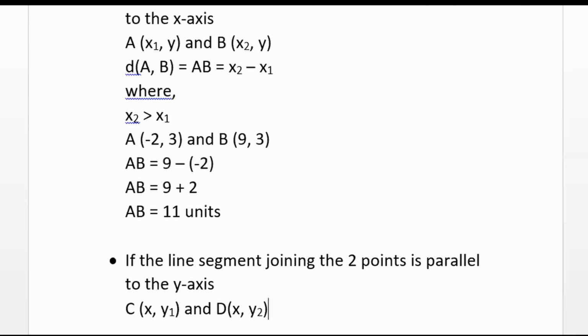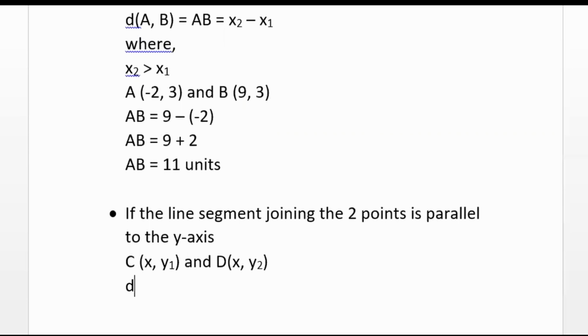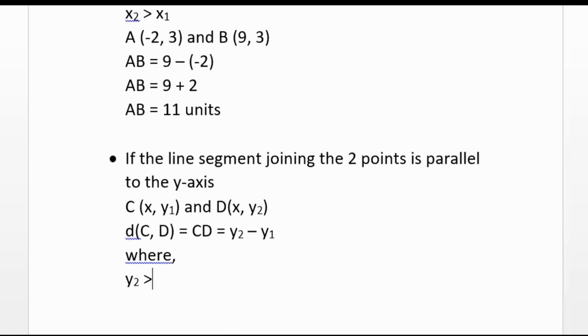So in such cases, the distance between points C and D, which is denoted by simply CD, is the difference between their y coordinates, which is y2 minus y1, where y2 is greater than y1.